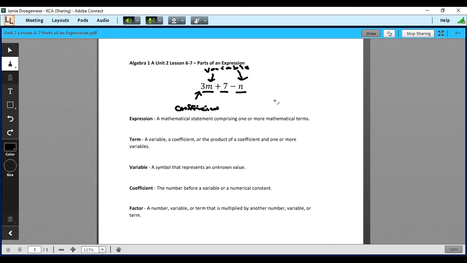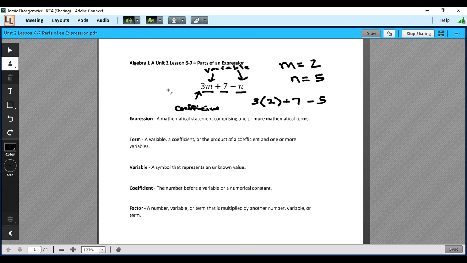And then the other thing that we want to be able to do in this particular lesson is evaluate an expression. So if we know that m equals 2 and n equals 5, we want to be able to evaluate what the value of this expression is. To do that, we are going to substitute or plug in those values for m and n into our expression. So instead of 3 times m, it's 3 times 2. We still have that plus 7, and then minus n, which we said is 5. And so now we could evaluate this expression.